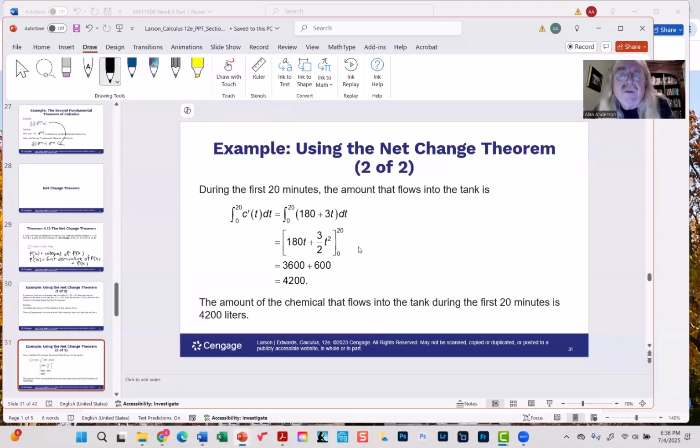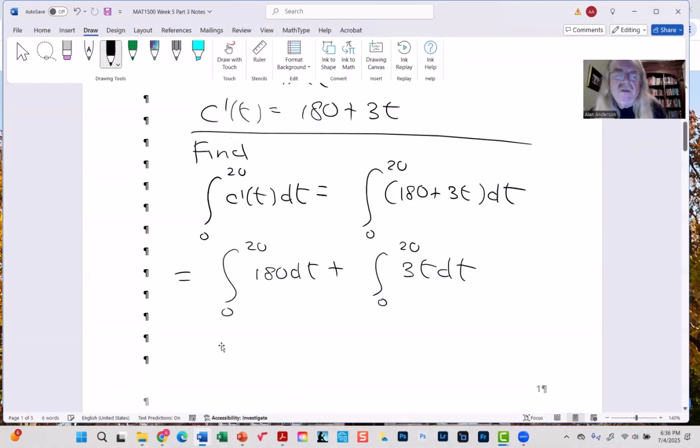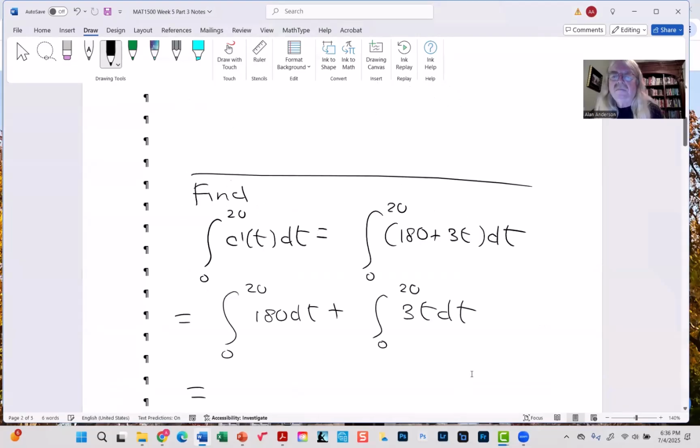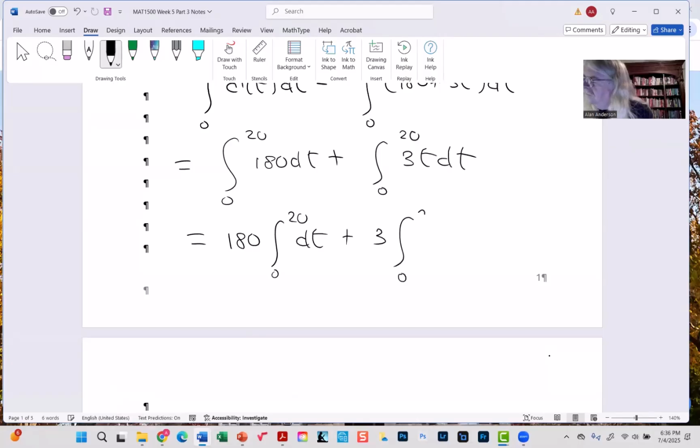Okay. And so basically now we just solve for it. All right. So first, remember we can break this up into two parts. And then we can always factor the constants out, which we probably should do because that makes it less confusing. Okay. Now let's look at the first one.